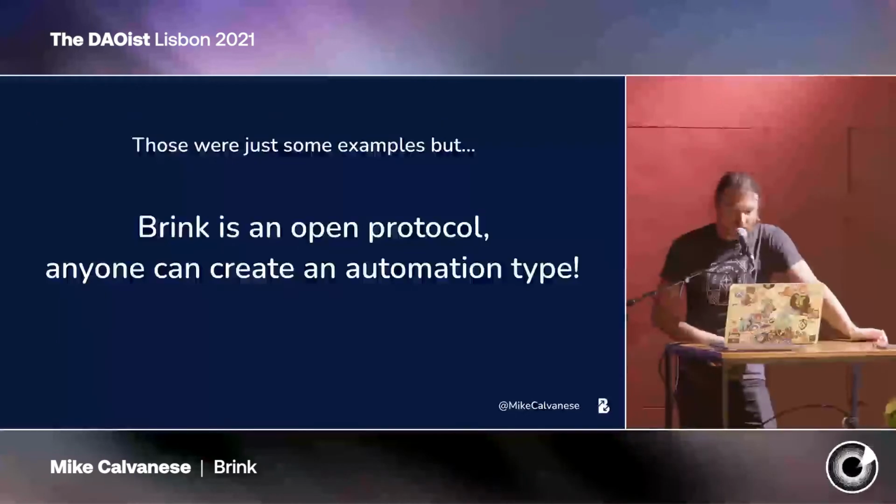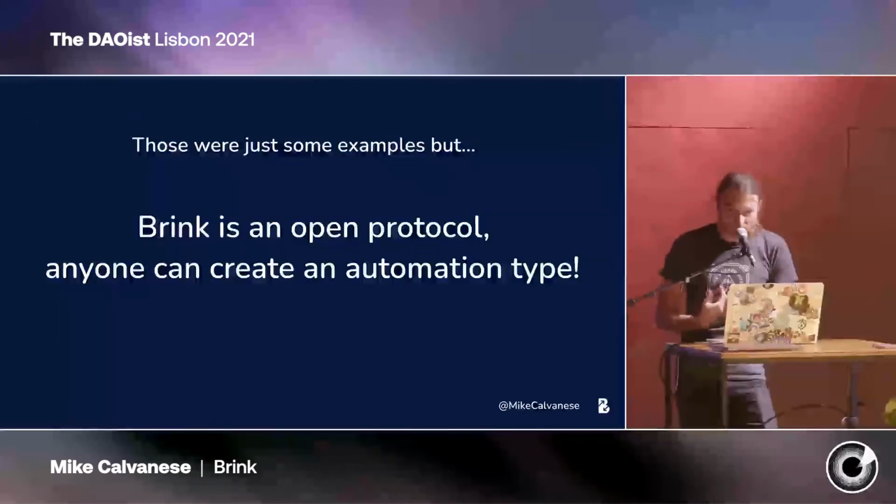So those are just a few examples, but what we built at Brink is actually an open protocol, so anyone can come in and create another automation type, and we anticipate that thousands and thousands of these will be created. So we've created just a handful of them.